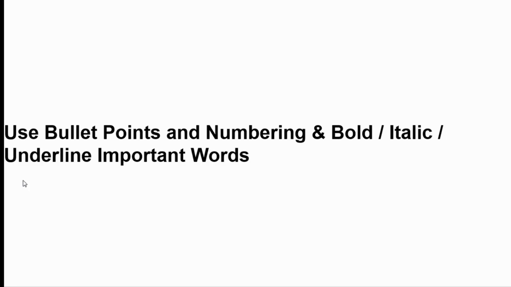And the next tip is you should use bullet points and numbering, and you should bold, italicize and underline important words, because this makes your important keywords or important points look outstanding and different from the rest of the paragraph. So you should definitely be doing this in order to make your main keywords or main topics look different.